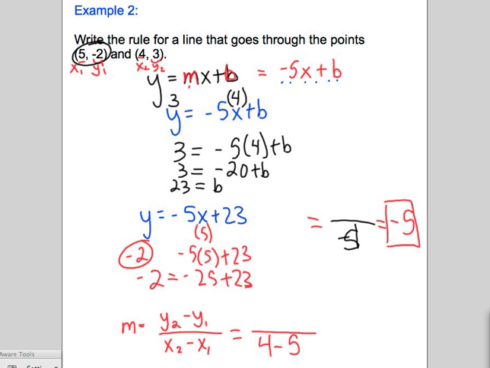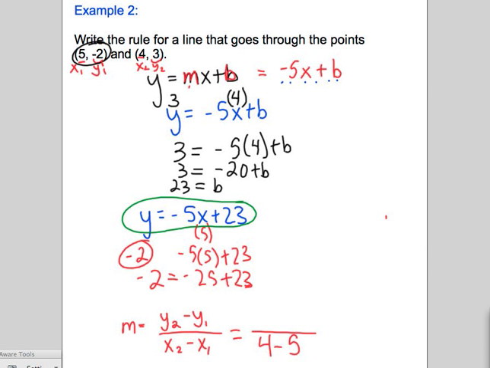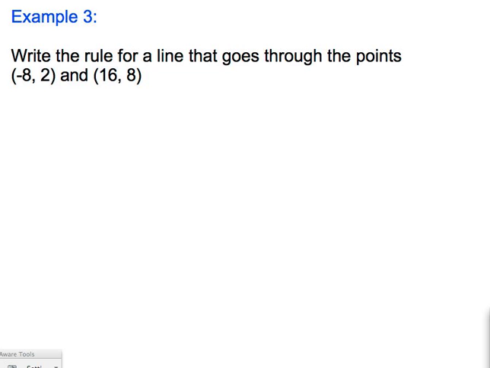So now when I plug in 5, I should get an answer of negative 2. So let's see what I get. Negative 5 times 5 plus 23. So I'm going to get negative 25 plus 23. And I'm going to get negative 2, just like I predicted. Just like I was hoping for, actually. So I was hoping for negative 2 because that is what this point tells me up here. And it looks like I got it. So this is the right rule. My rule for this problem is y equals negative 5x plus 23.